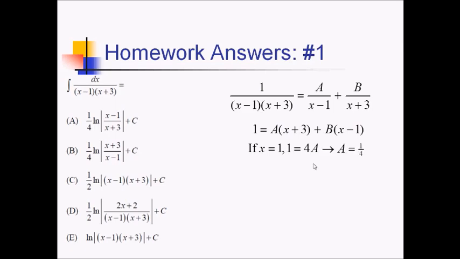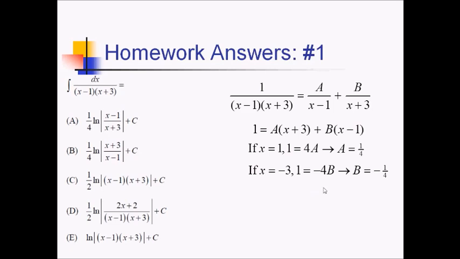Next, I'm going to pick something that gets rid of the A here, like negative 3. So if I plug negative 3 in for x, I still have the 1 on the left side. The A term is completely gone now, zeroed out. Over here, we've got B times negative 3 minus 1. So that's negative 4B that 1 equals. And then if I divide, we have B equals negative 1/4.